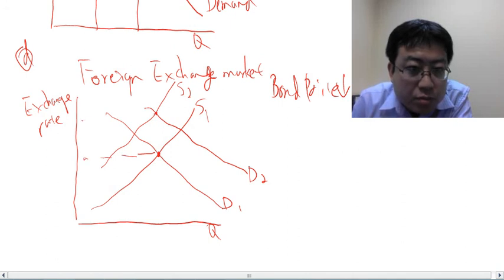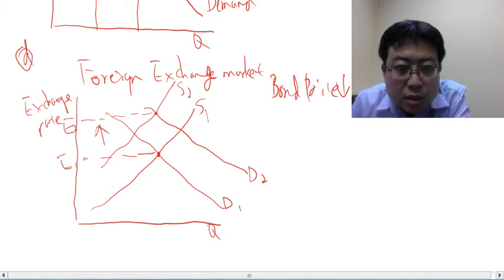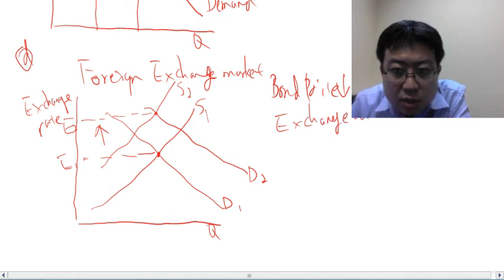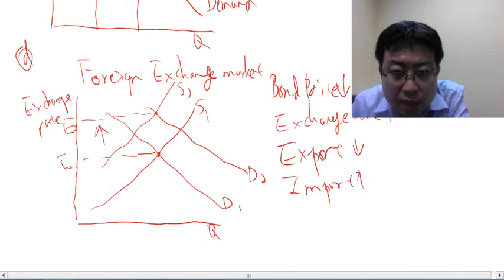So with a new equilibrium, so this is E1, this will be E2. With a new equilibrium, exchange rate will increase. When exchange rate increases, it means everything produced in America is more expensive. So our export goes down. Import goes up. And our net export will go down. So together, we have net export goes down.